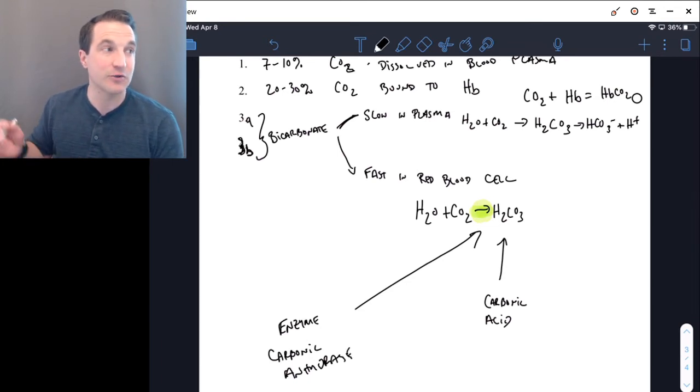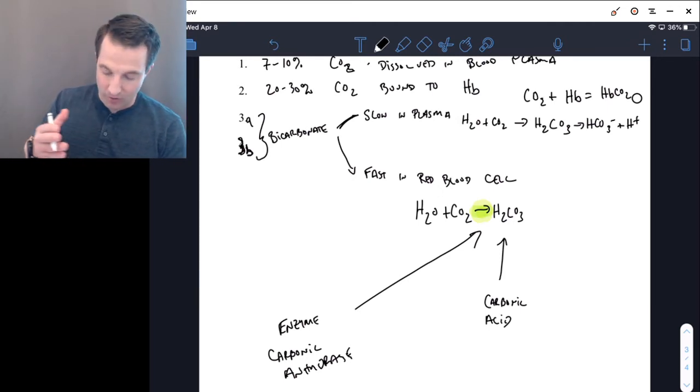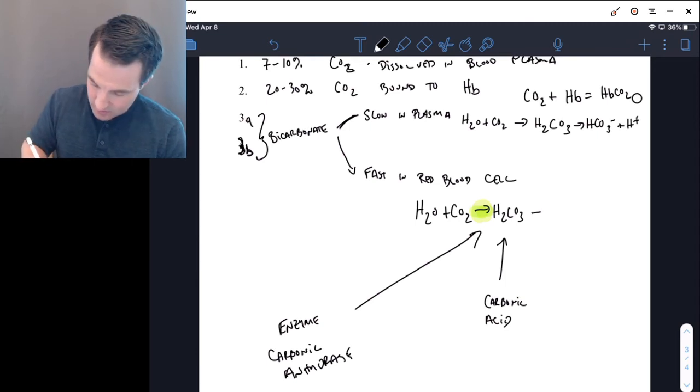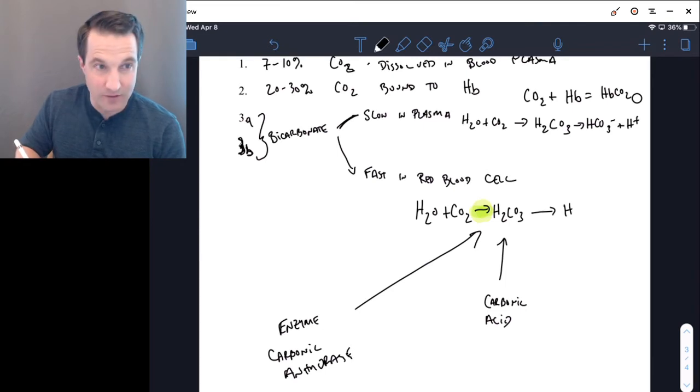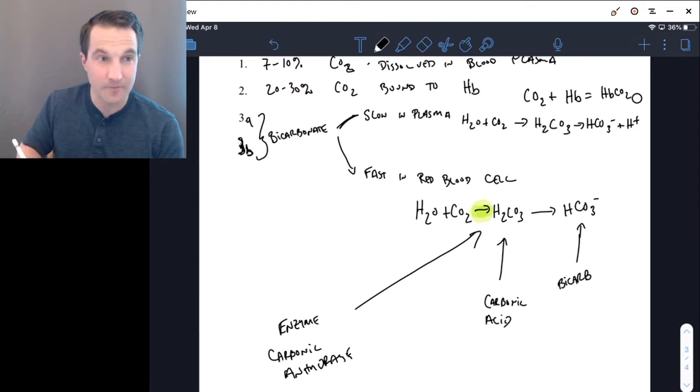Carbonic anhydrase is going to catalyze the reaction of water plus carbon dioxide into our carbonic acid. And just like any other strong acid, we're going to get a dissociation. Here we go into our HCO3 minus. This is our bicarbonate, right there, plus our hydrogen ion.